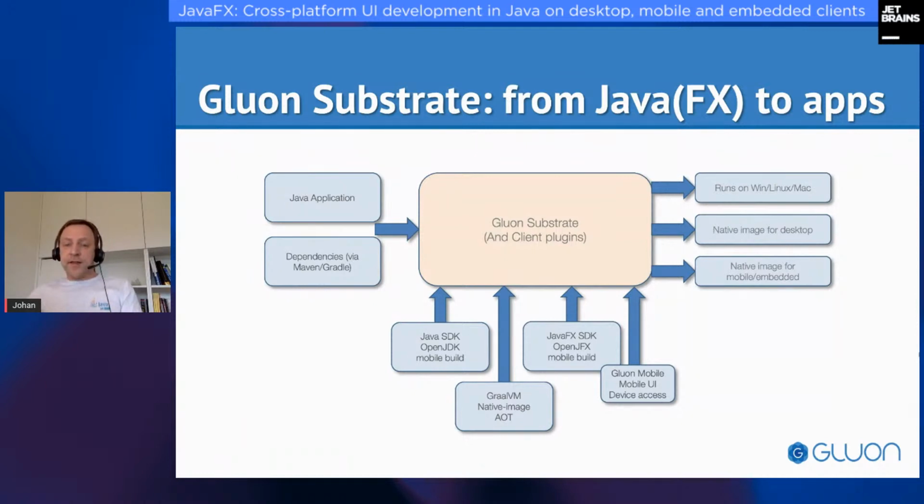This then leads to this architecture where we have Gluon Substrate, which is invoked by a plugin that Gluon distributes as well. It's again open source. And this one translates your JavaFX application, with all the dependencies that you have, with GraalVM native image. It will include the SDK required for the target. It will include the JavaFX SDK, and it will make sure that if you want the Gluon commercial add-ons for creating nice, shiny applications, or access to device-specific functionality, it will include those as well. And then you can have native applications that run on desktop, on mobile, or embedded.